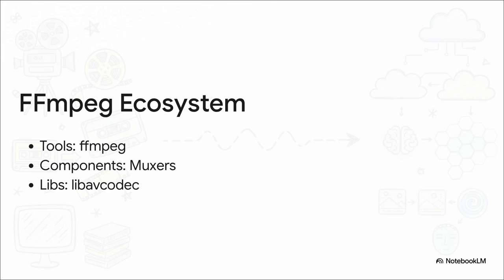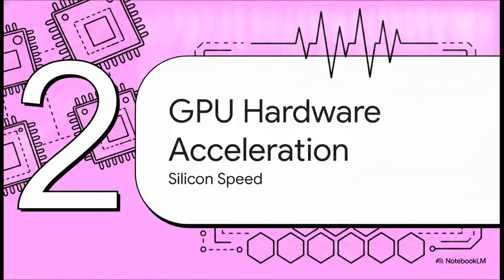But here's the catch. As we push into 4K and 8K resolutions, relying purely on software and your computer's main CPU creates a massive, stuttering bottleneck. So to handle the massive scale of modern media, we have to look under the hood at the physical silicon, specifically accelerating things with GPU hardware.